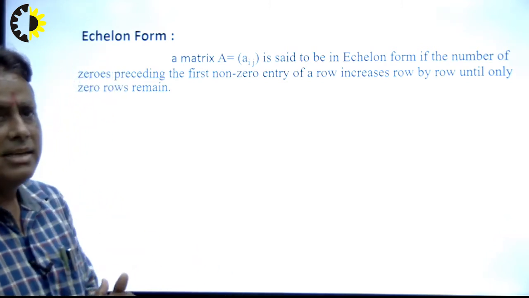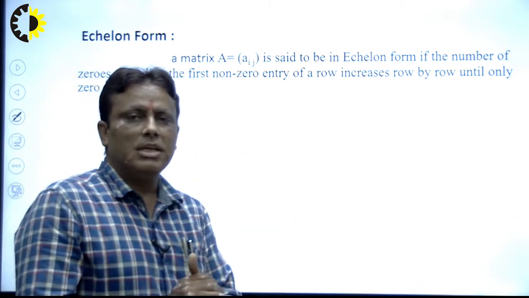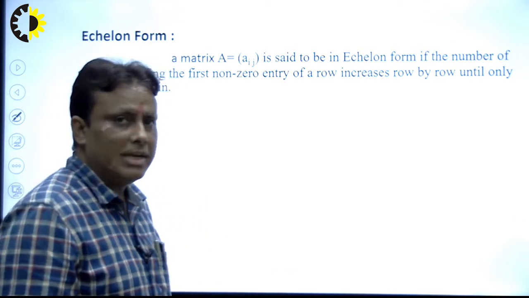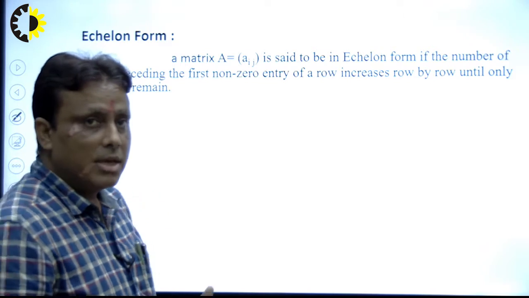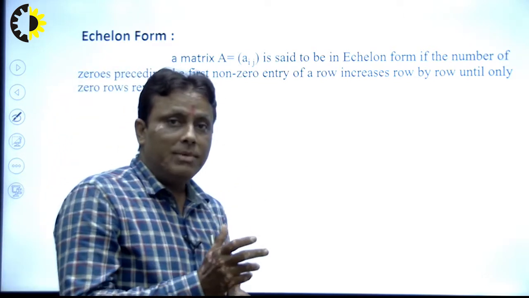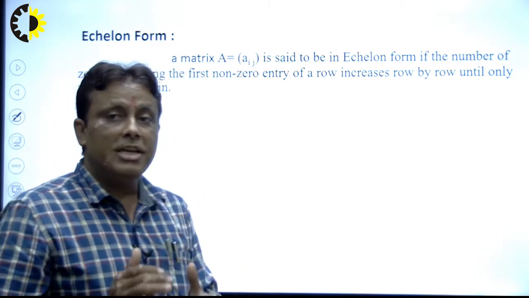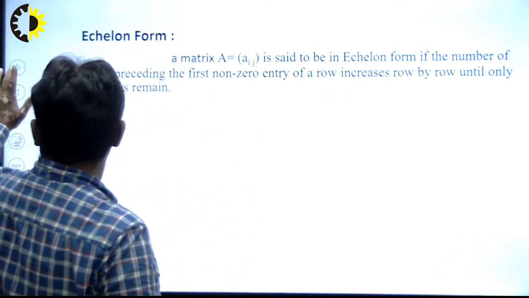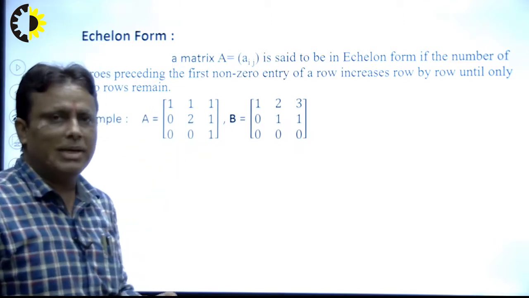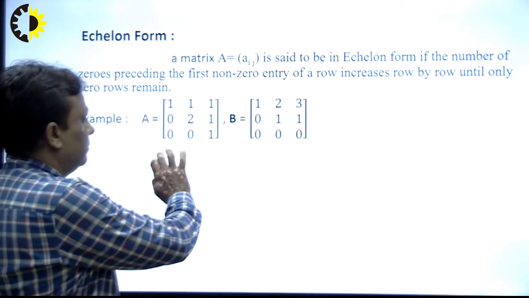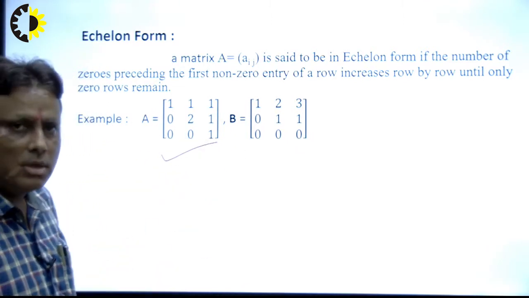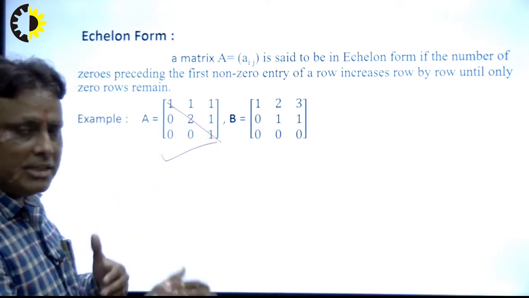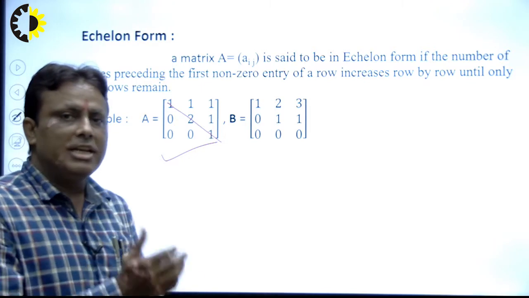We can say that in a UTM, the number of 0s in increasing order will be echelon form, right? Student, remember this: a UTM in which zeros are in increasing order. I write an example here. This is echelon form. How is it echelon form? Because this is a UTM, and in this UTM, zeros are in increasing order.